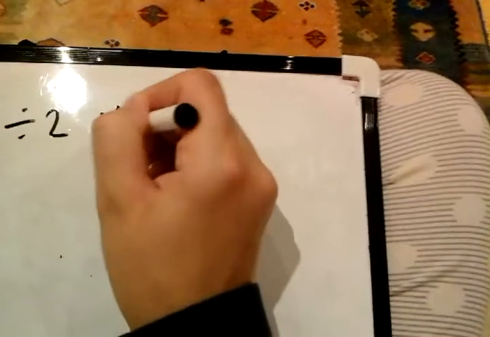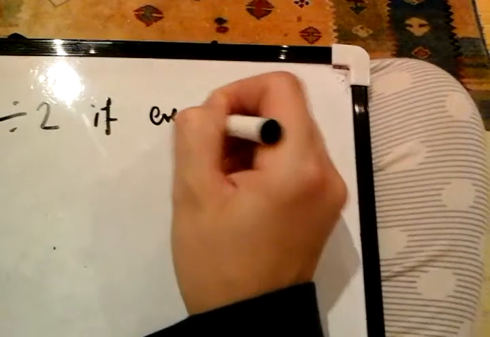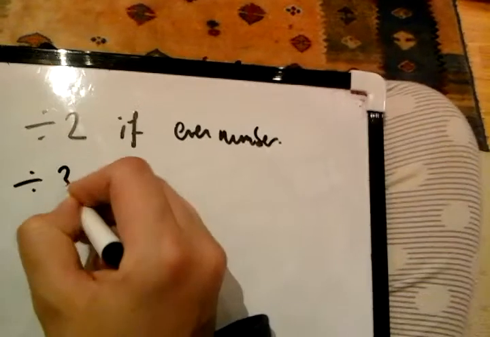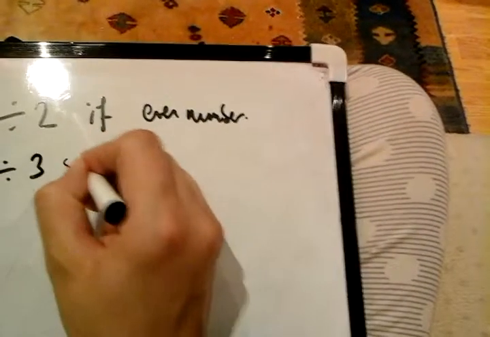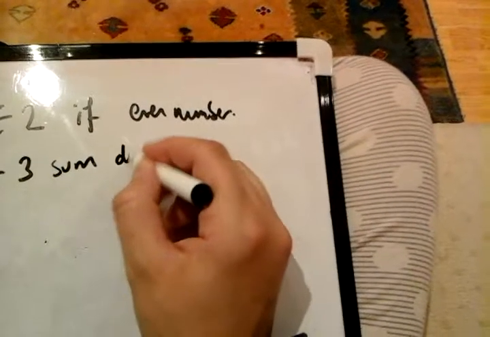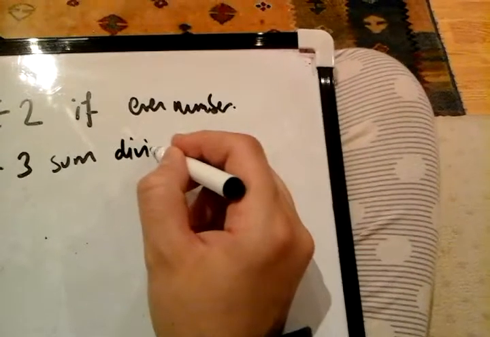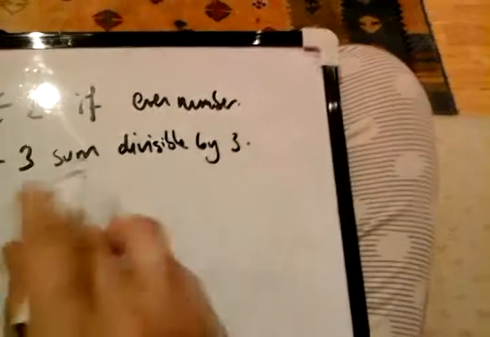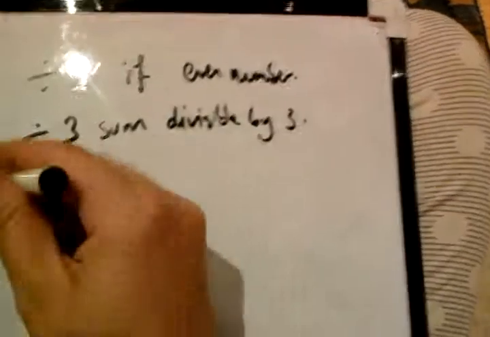So this unit's called divisibility. If you're reading it, it actually says, so I'm going to read this for you. A number is divisible by 2, so divided by 2, if it is an even number. It's divided by 3 if the sum is divisible by 3. So if you can divide the answer by 3.